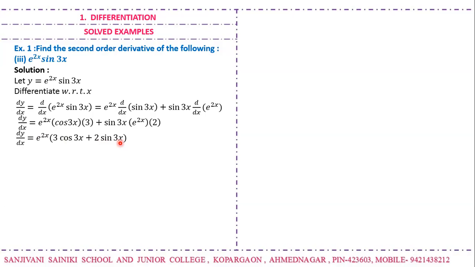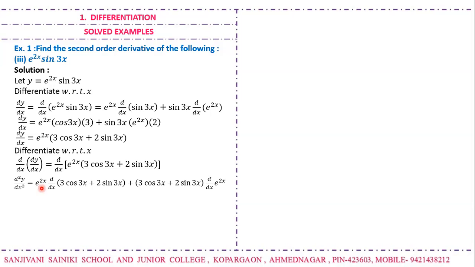Now again differentiate with respect to x. So d by dx of this function, there is a product of functions, so e raised to 2x as it is, d by dx of 3 cos 3x plus 2 sine 3x, plus we will keep this bracket 3 cos 3x plus 2 sine 3x as it is into derivative of the first function. The derivative of 3 cos 3x plus 2 sine 3x is minus sine 3x into 3, because we are using cos f of x. Cos f of x, its derivative is minus sine f of x into f dash of x. Similarly, sine f of x is cos f of x into f dash of x.